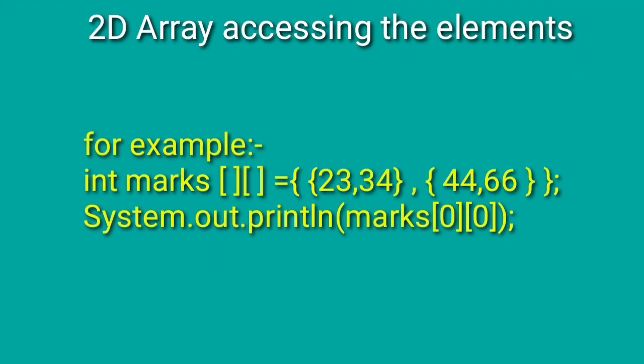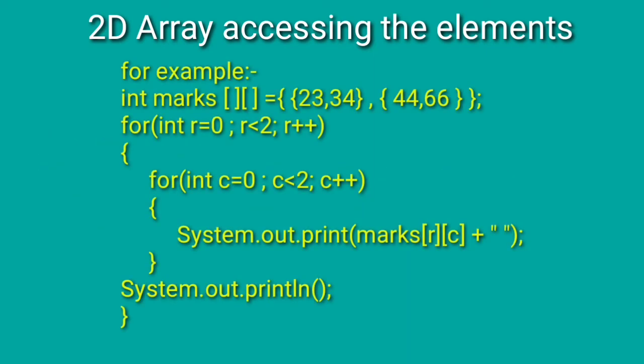And here we have how to access the elements of a 2D array. Similarly, you can specify the index values of the row and column of the element you want to access. For example, if you want to access the first element, then you have to specify 0 and 0 in the marks array. And there is one more way of accessing the elements of an array using the for loop.